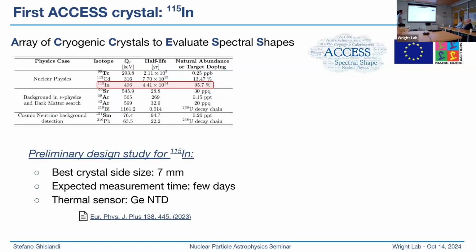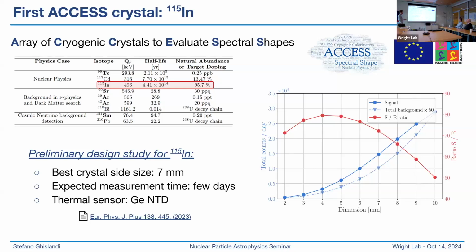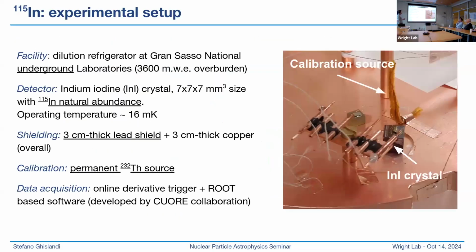Regarding indium-115, before the measurement we performed a design study, and we found that the best crystal size is around 7 millimeters. This was a sort of optimum between the signal-over-background ratio, which reaches a maximum for lower dimensions, and the total absolute signal rate, which just grows with the dimension of the crystal. Since the expected rate for a small crystal like this is not so high, we went for germanium NTDs, which are slow, but very easy to operate, and suitable for this measurement.